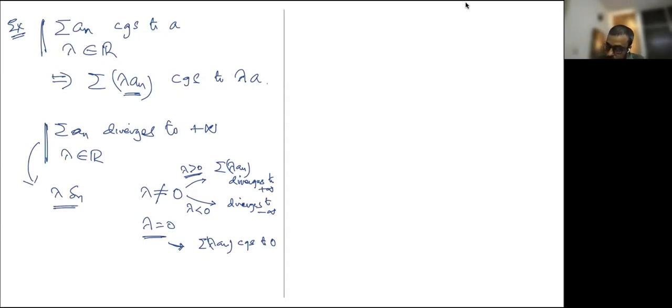And you have a similar statement if summation an diverges to minus infinity also, and that is clear enough. In that case, also essentially the feature would be that if lambda is positive, it would diverge to the same thing, that is minus infinity. If lambda is negative, it would diverge to plus infinity. The sign would get reversed. Okay.